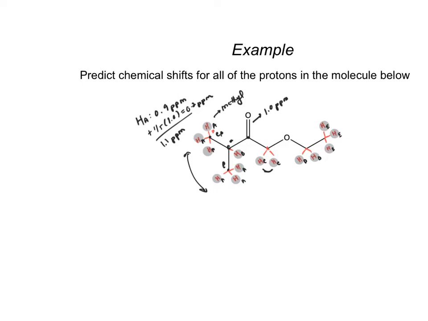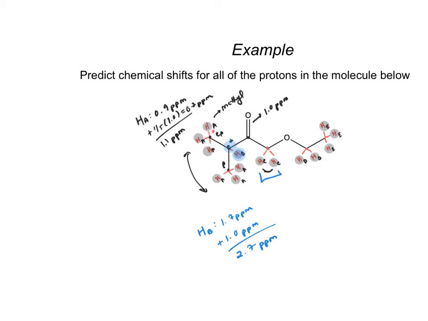Okay, so with that, we'll move into this one, our HB. HB is a methine proton. Normally, we would expect to find that at 1.7. Now, this one is alpha to a carbonyl, so because of that, it feels the full effect. So we're going to add 1 to it, and we'd expect to find it at 2.7 parts per million.